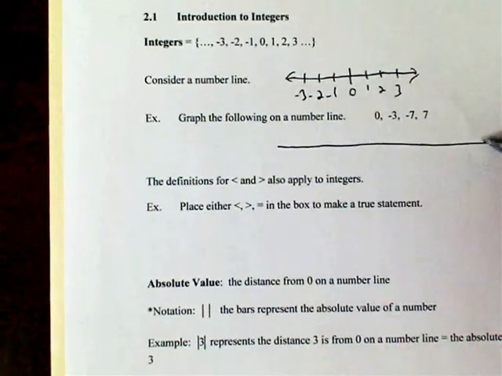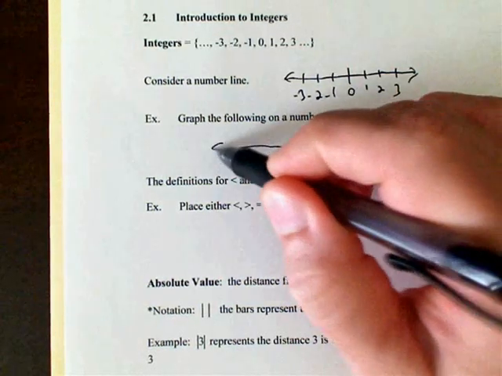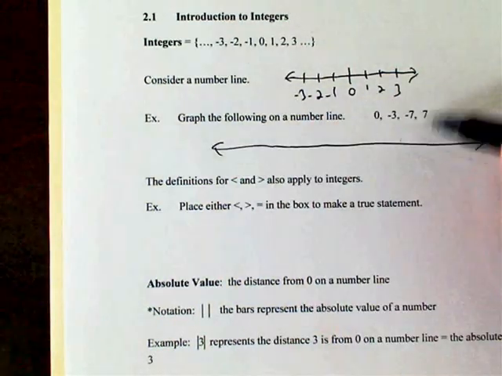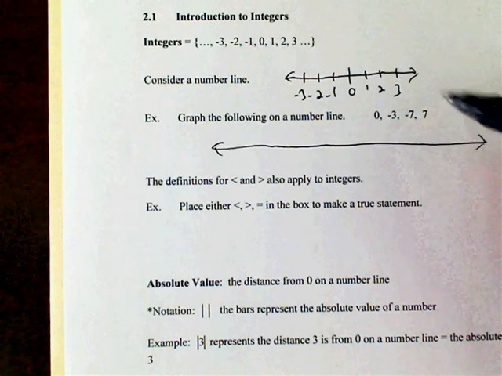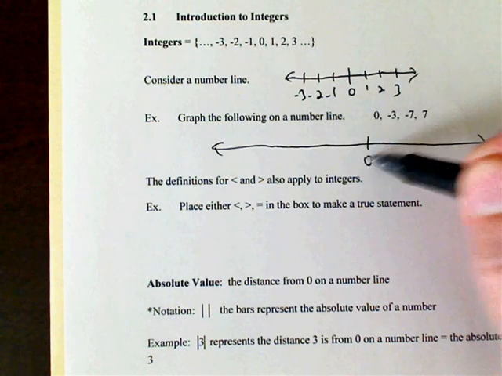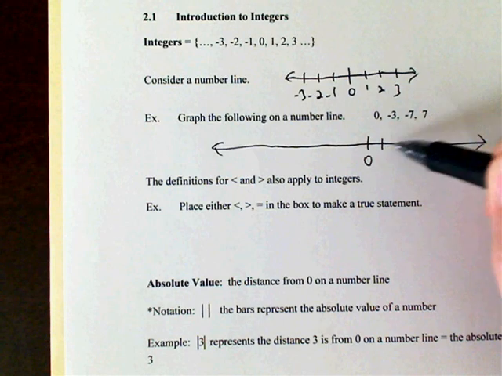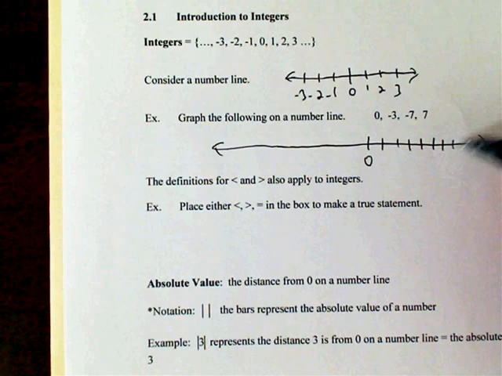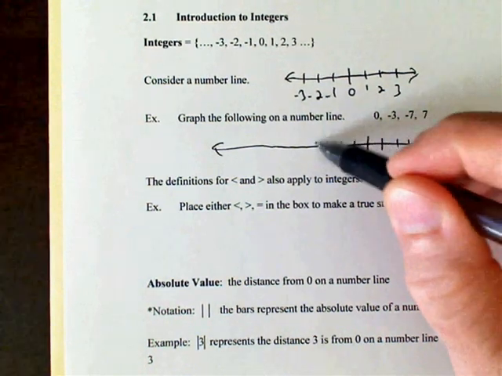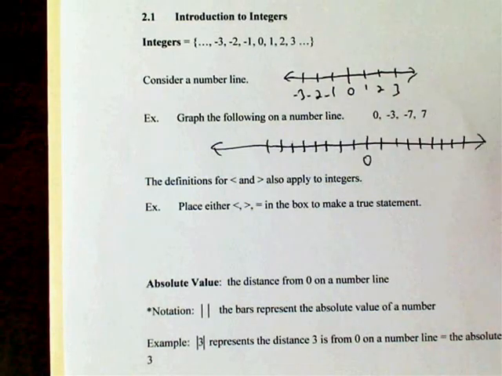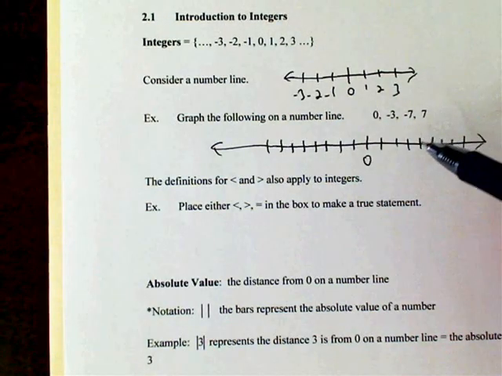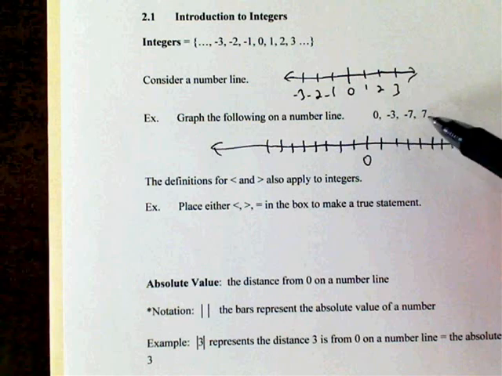So let's make a number line. I'm just going to place a 0 right here, right in the middle. That'd be a 0. So if I count by ones on both sides, that will help me to graph the following 3 numbers.